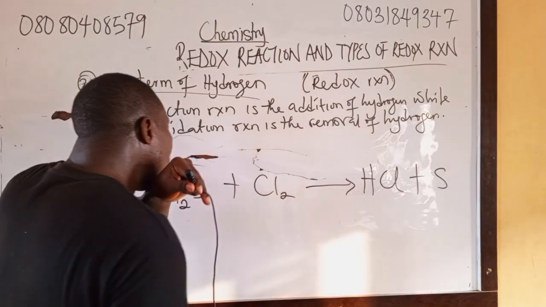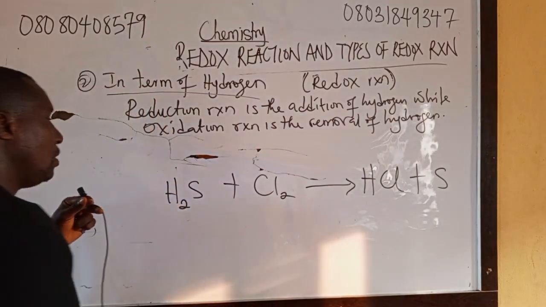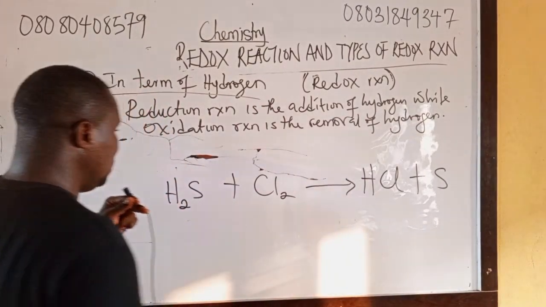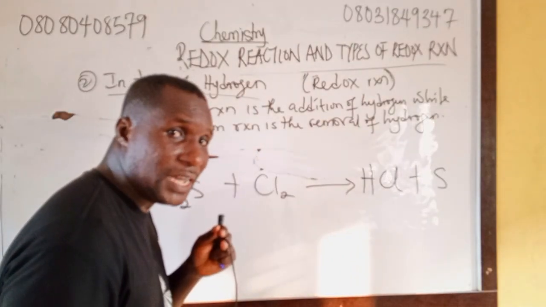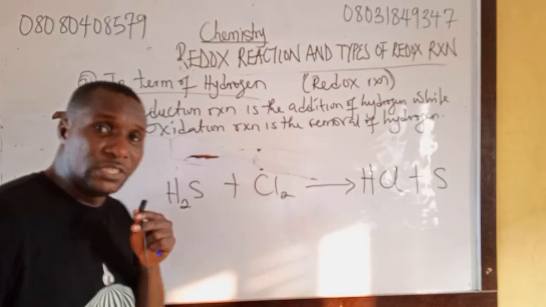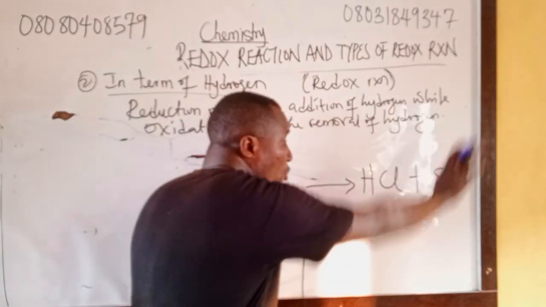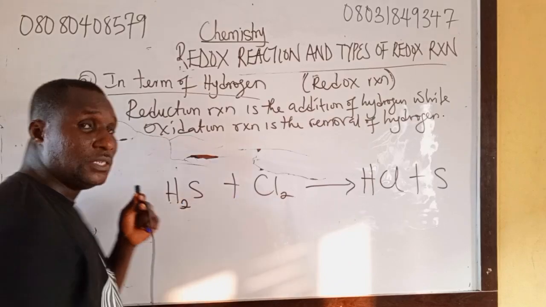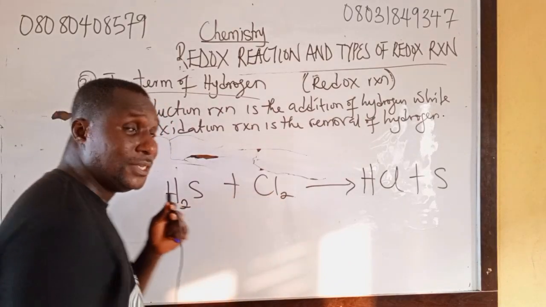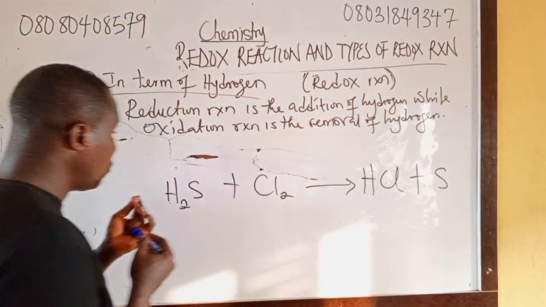Let us look at this. Okay, let us identify the reducing and oxidizing agent. I told you reducing and oxidizing agents can never be at the product side. They can only be found at the reactant. One of these will be the reducing agent. One of these will be the oxidizing agent. Let us look at that.